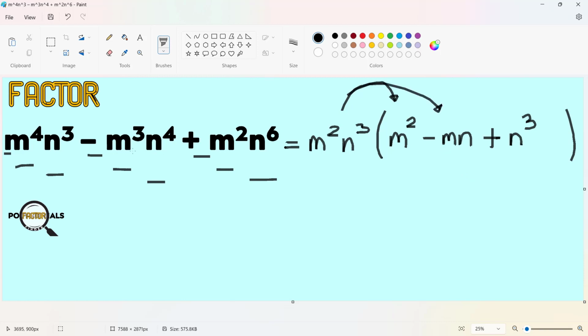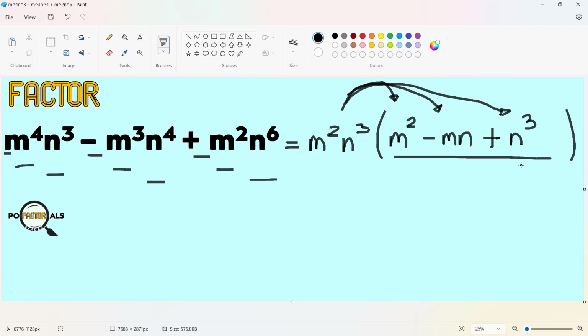M squared times m is m cubed, n cubed times n is n to the power of 4, as well as here, and you will get the same result as the original polynomial. That would mean your answer is correct. After this, since we are done with the common monomial factoring, let's examine further this trinomial. Now, if this is a trinomial, there are 2 possible scenarios, or I guess it's 3. So let's consider the 3. The first scenario is that this is a perfect square trinomial. The second scenario, this is a factorable trinomial. And the third scenario is to stay as it is.